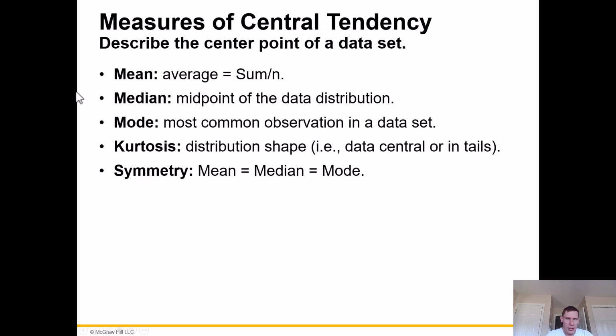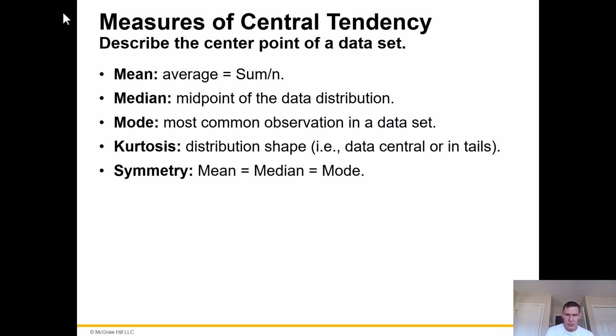With respect to measures of central tendency, these are used to describe the center point of a data set. You may have not heard of the bottom two, but the first three are familiar. The mean is the average, right? The median is the middle number, the midpoint of the data distribution. The mode is the most common observation in a data set. The kurtosis is the distribution shape, i.e.